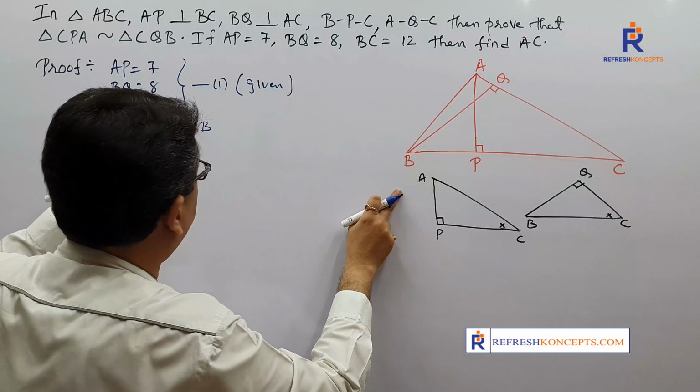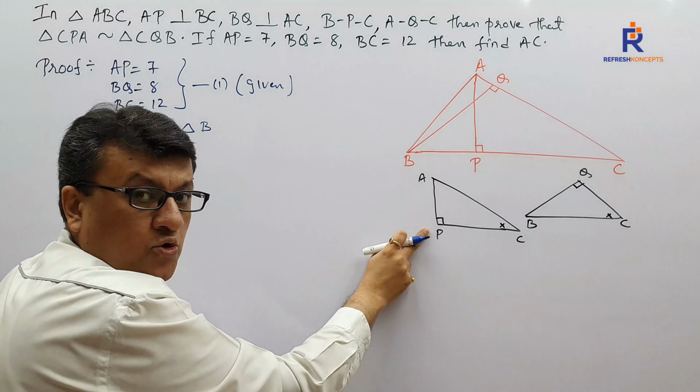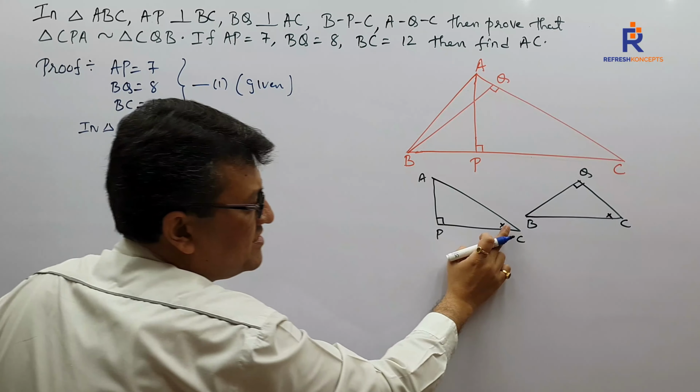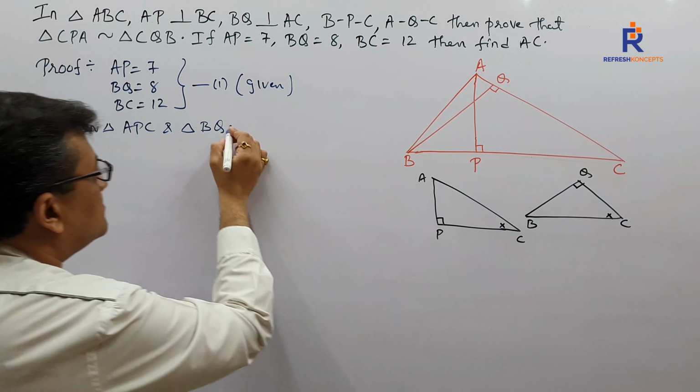Thereafter, I said AP, so I went with 90. Who is 90? Q is 90. So, B, Q. Thereafter, went with C. So, what is the demarcation given? The mark given over here is cross.